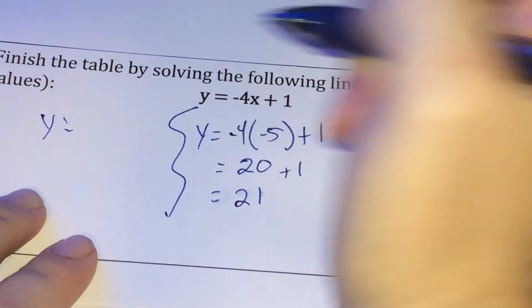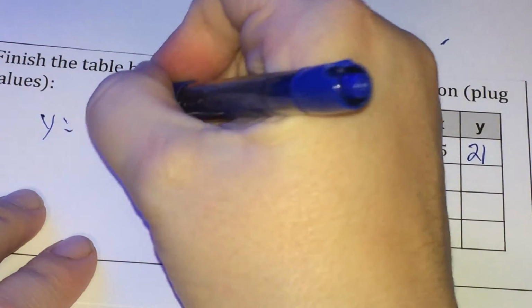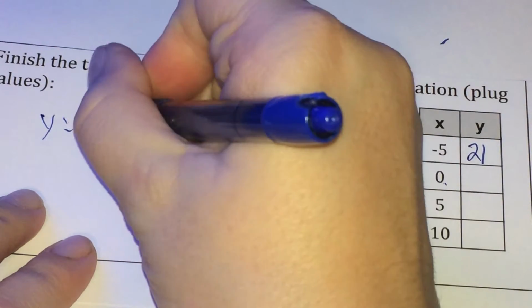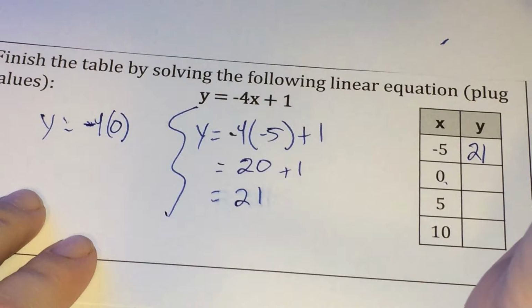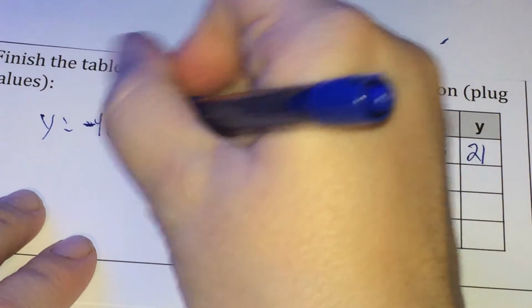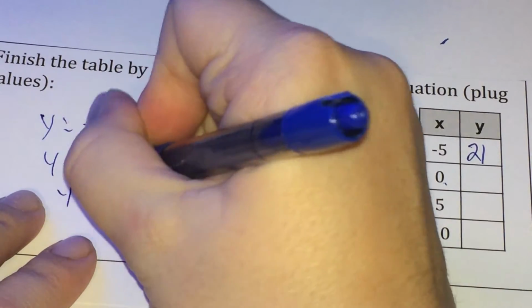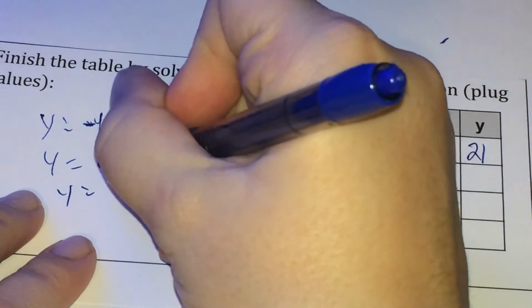Next one. Y equals -4 times 0 plus 1. -4 times 0 is 0 plus 1. Y equals 1.